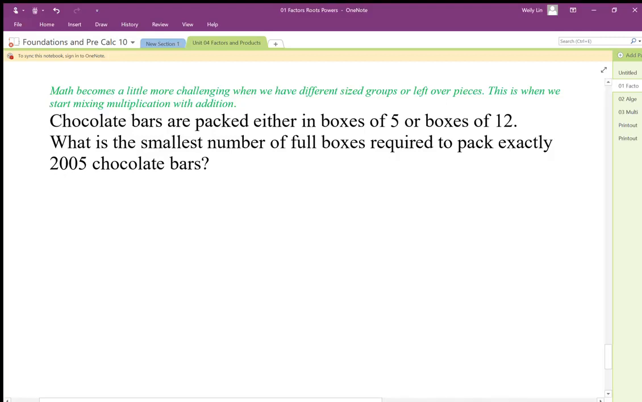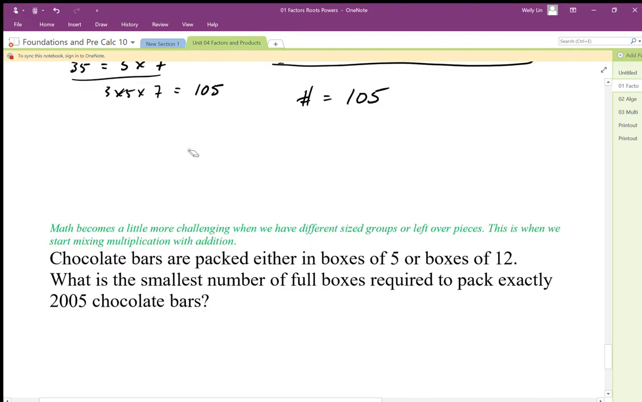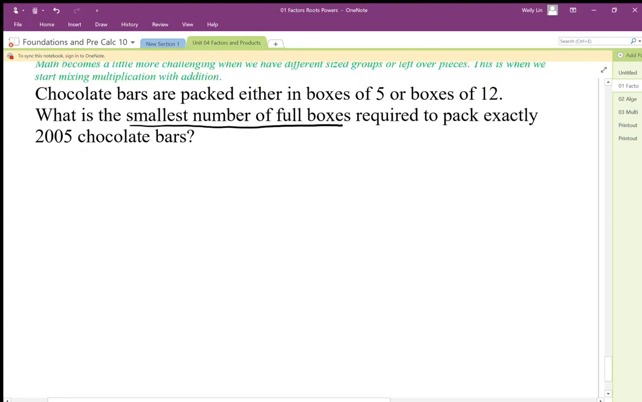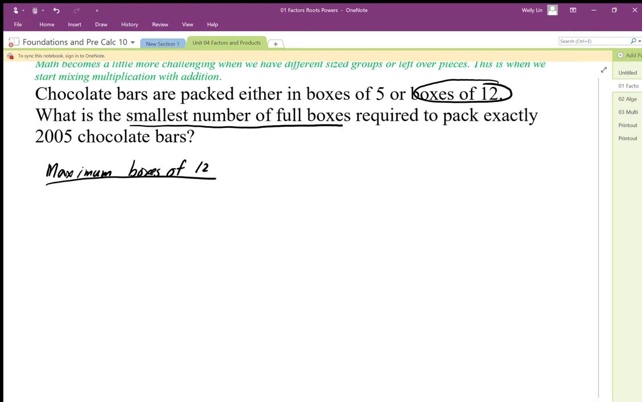So we need some strategies here. One strategy: the smallest number of full boxes means we have to maximize the boxes of 12. So what we're going to do is divide 2005 by 12 to see how many full boxes of 12 we can have. 2005 divided by 12 gives us 167.08. We need whole numbers here, so 167 boxes.